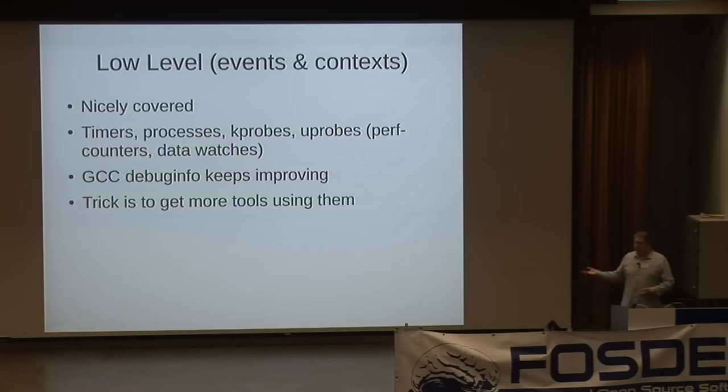You can have timers, you can monitor processes, signals, function calls, you can monitor in the kernel, and we're working on data watches, so that you can actually watch data being changed, and we hope to have events for the performance counters in newer CPUs. And especially for C, C++ based programs, the debug info is pretty good these days. So GCC provides us a lot of context.